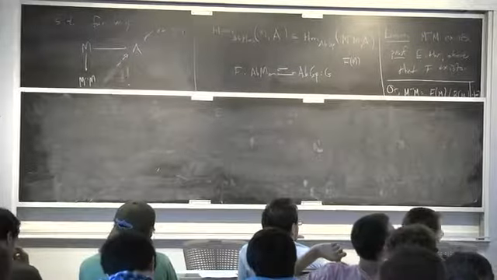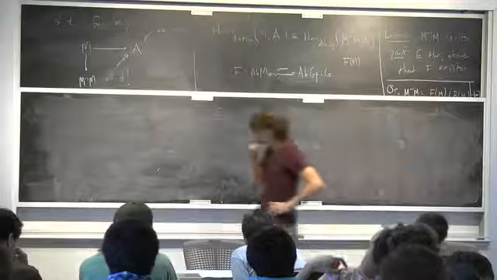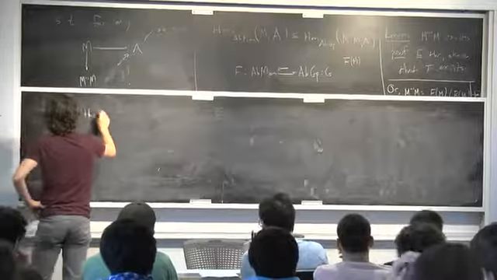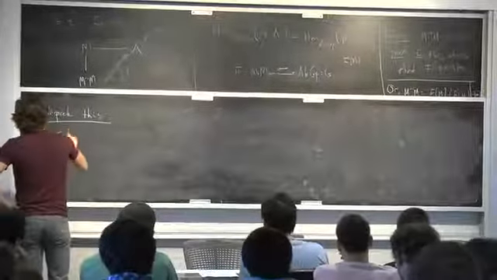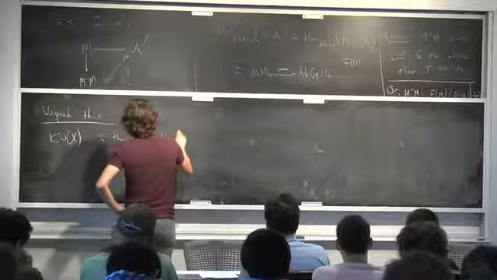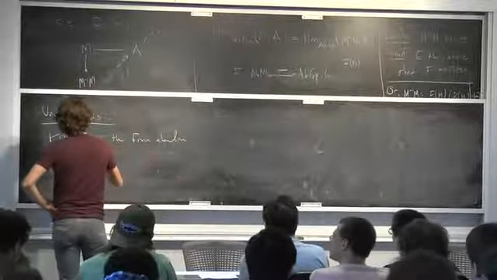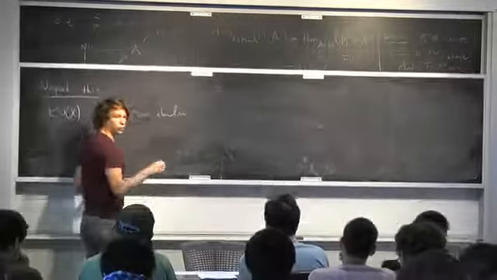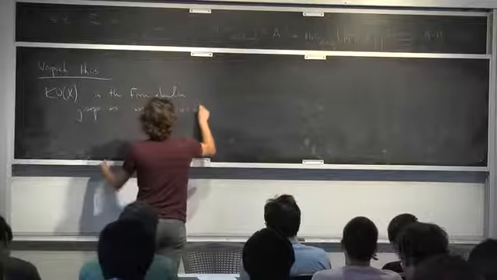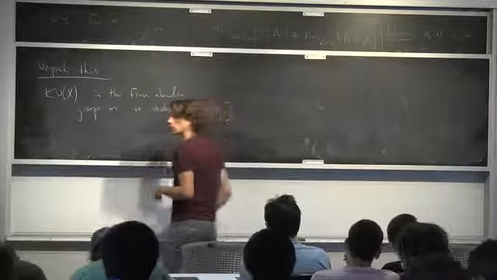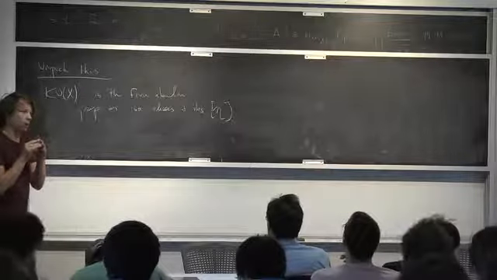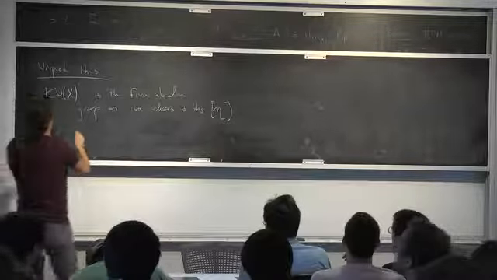What's this one? Okay, so let's unpack this. So K_U of X, in words, is the free abelian group on isomorphism classes of vector bundles, with the imposed relations.